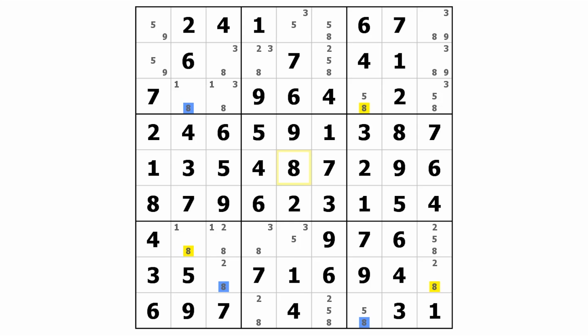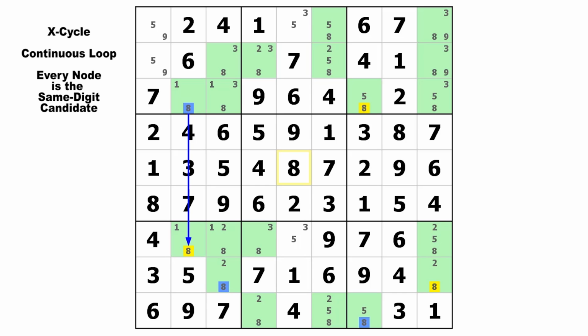Now let's look at a slightly longer continuous loop, but still using only one candidate. This is sometimes called an X-Cycle, which simply means a continuous loop where every node is the same digit candidate. Here on candidate 8, let's highlight the 8s. We have strong, weak, strong, weak, strong, weak. 6 candidates and 6 links. They alternate perfectly with no deviations and they loop right back to where they start.